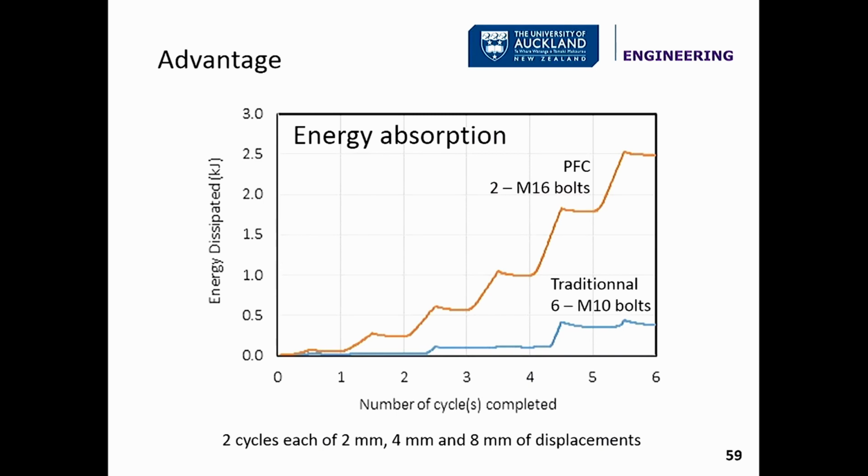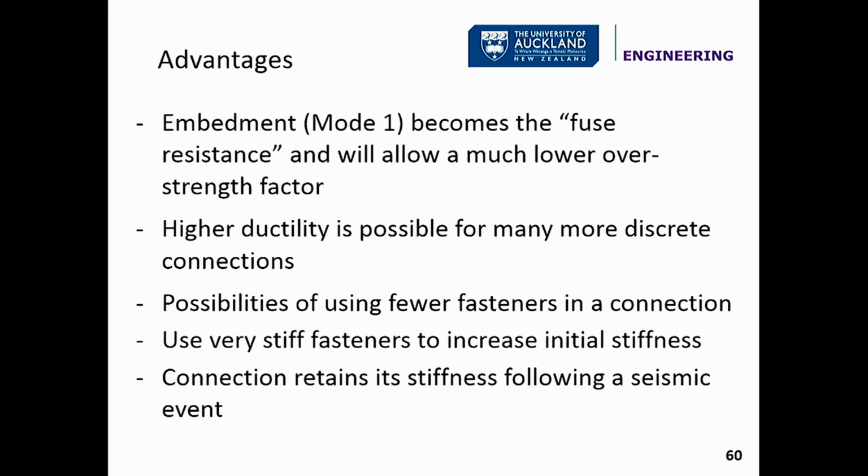So it gives you the potential to use mode one. Mode one becomes your fuse and allows a much lower overstrength factor. This embedment resistance is very predictable in your timber.